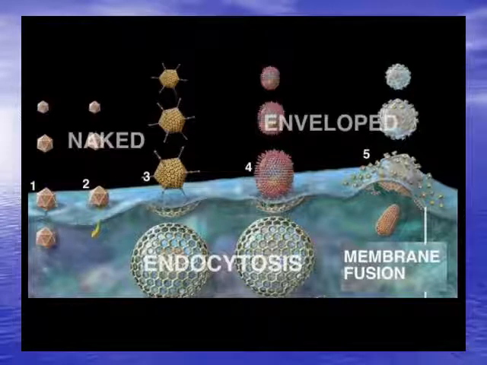So, in the case of naked viruses, they can enter inside the infected cell either by direct penetration, whereby only the genome of the virus is transferred inside the infected cell, or by a process of endocytosis, forming an endosome. Whereas enveloped viruses can enter inside the infected cell by a process of endocytosis or a process of membrane fusion, where there is a fusion between the envelope of the virus and the cytoplasmic membrane of the infected cell.